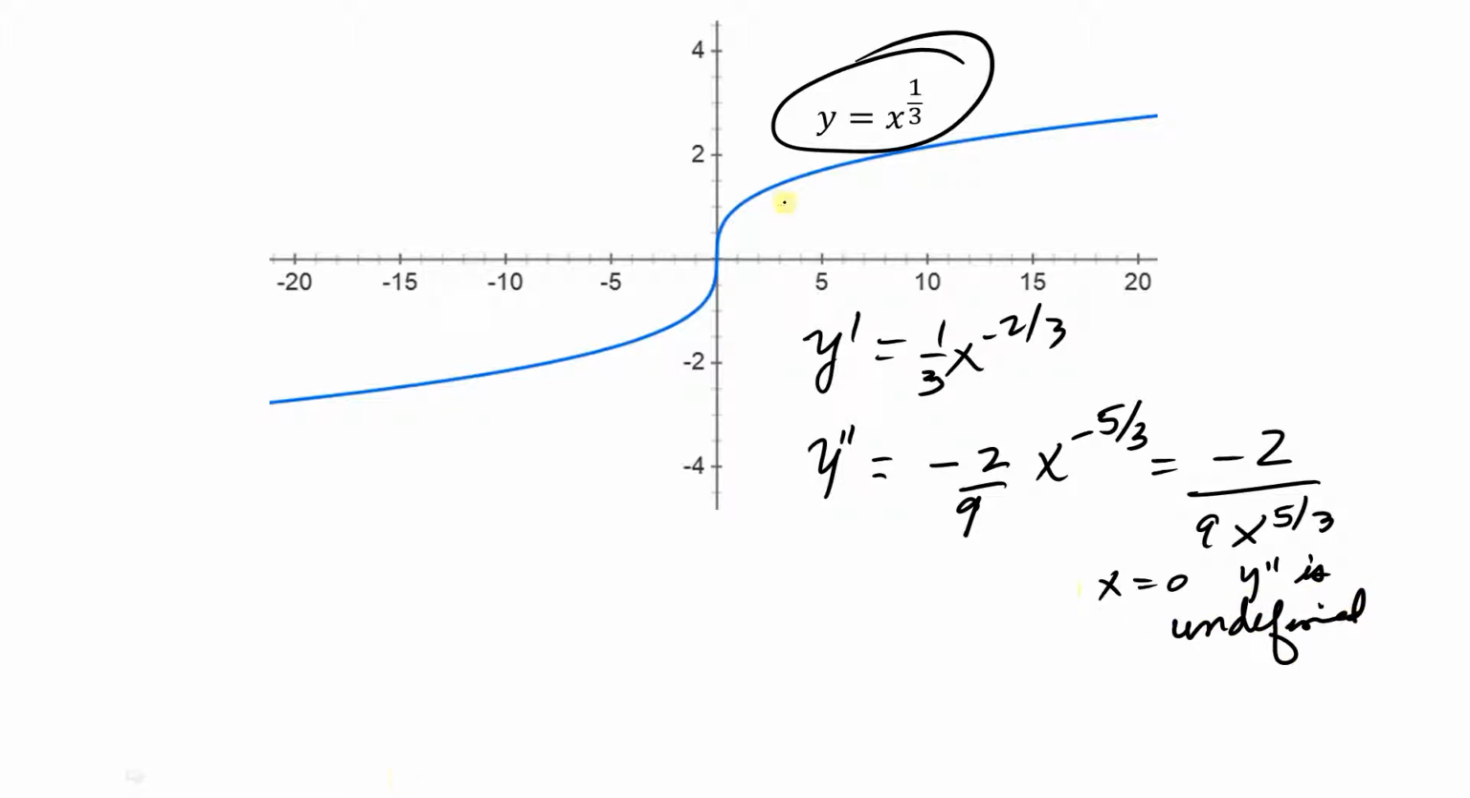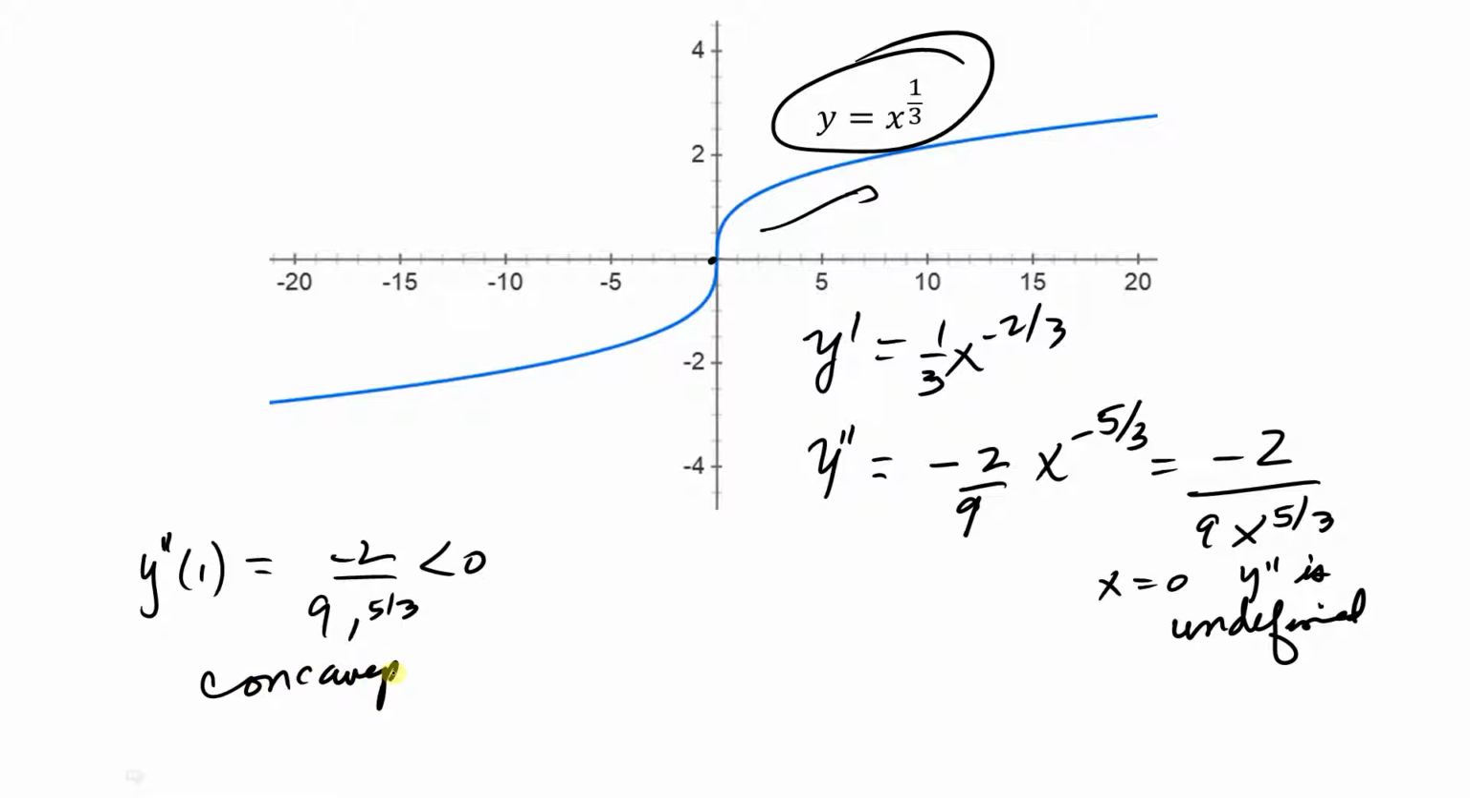And just looking at the graph where it's undefined, there happens to be a change in concavity because y double prime, for instance, at 1 is minus 2 over 9, 1 to the 5/3. It's less than 0, so it's concave down. In fact, this graph is concave down for positive x.